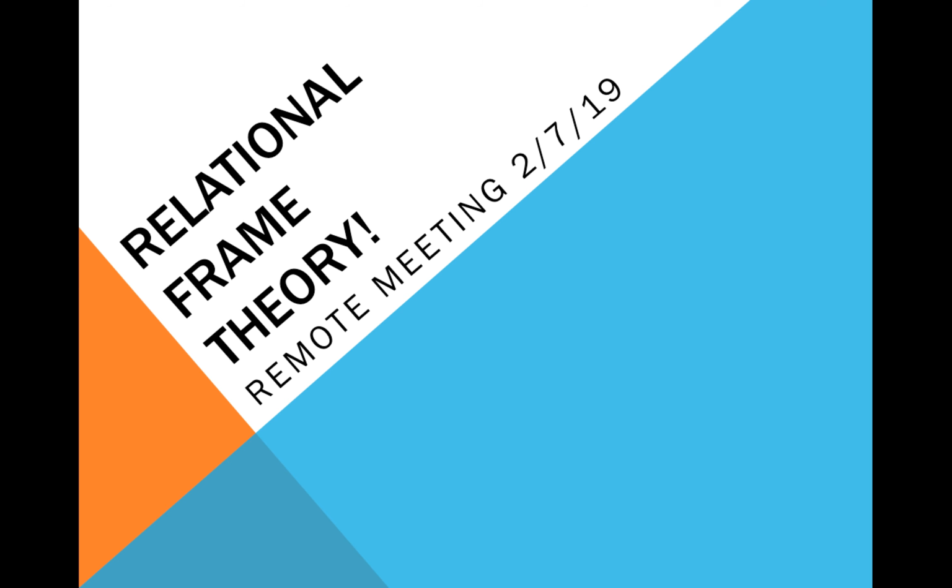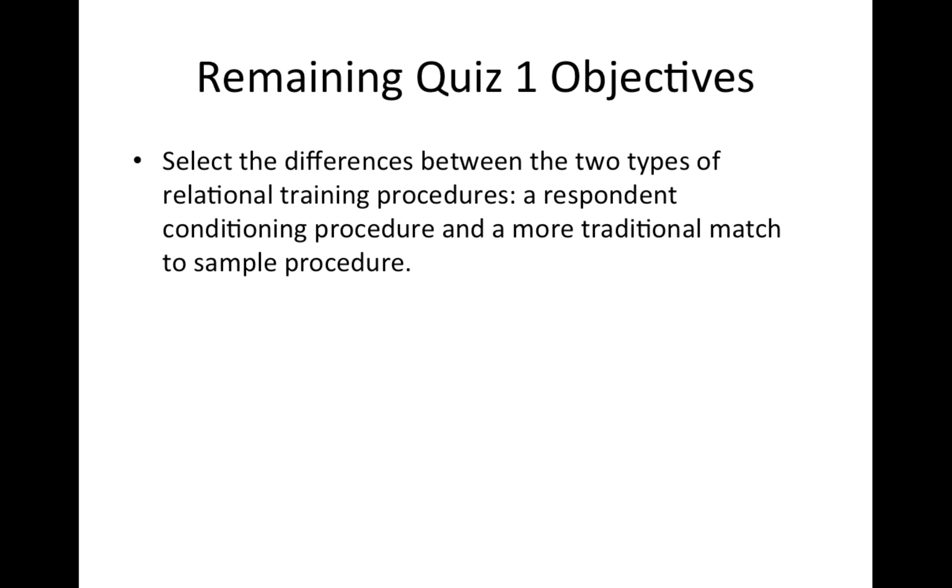Hi everyone, I wanted to put together a few slides to summarize some of the remaining Quiz 1 content. So first off, I wanted to give you some content related to this objective: select the differences between the two types of relational training procedures, a respondent conditioning procedure and a more traditional match to sample procedure.